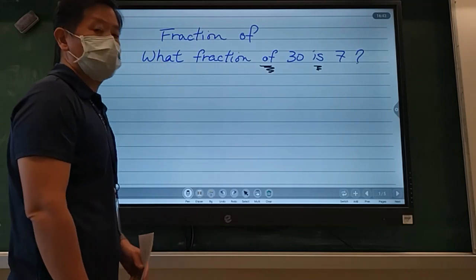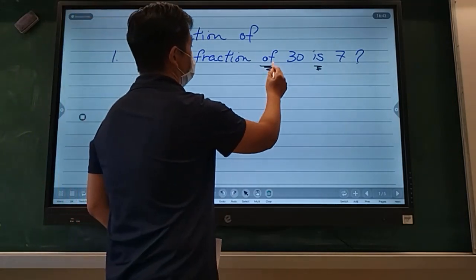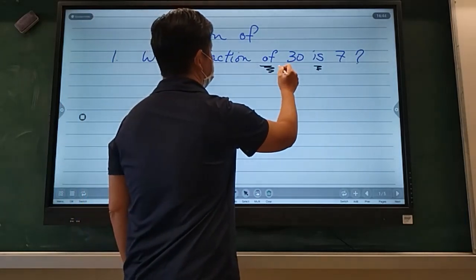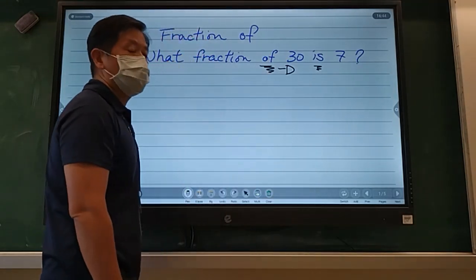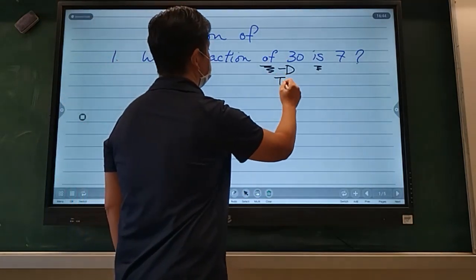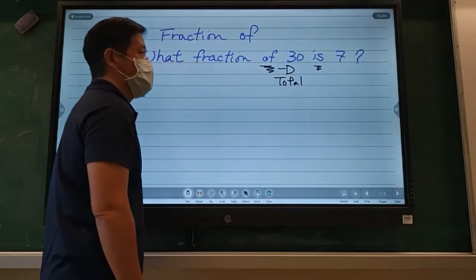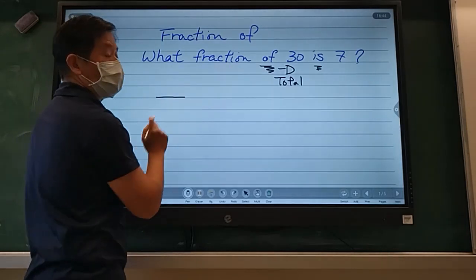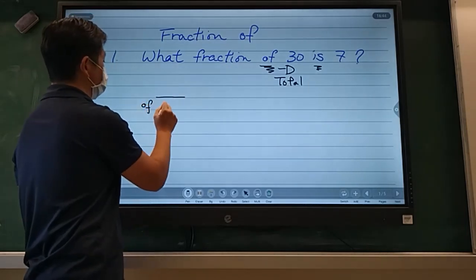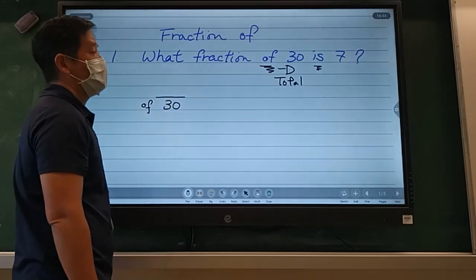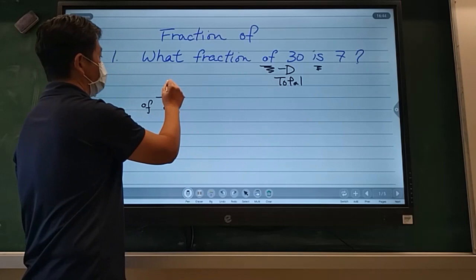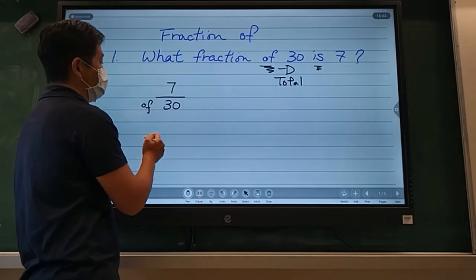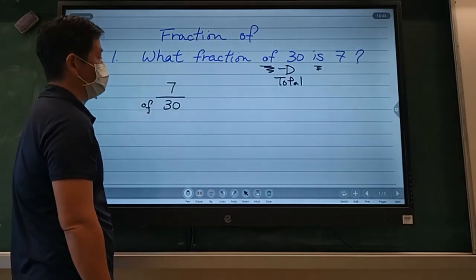Okay? Now remember we talked about in class, of, that's your keyword. Sometimes you just have to memorize it. It means your denominator. So the number after that would be your denominator, or you can say that's the total number. So if you make a fraction, the number behind the of would be your denominator. So of 30. Okay? And then is would be the numerator. Is would be on the top. So that answer would be 7 over 30, or 7/30.